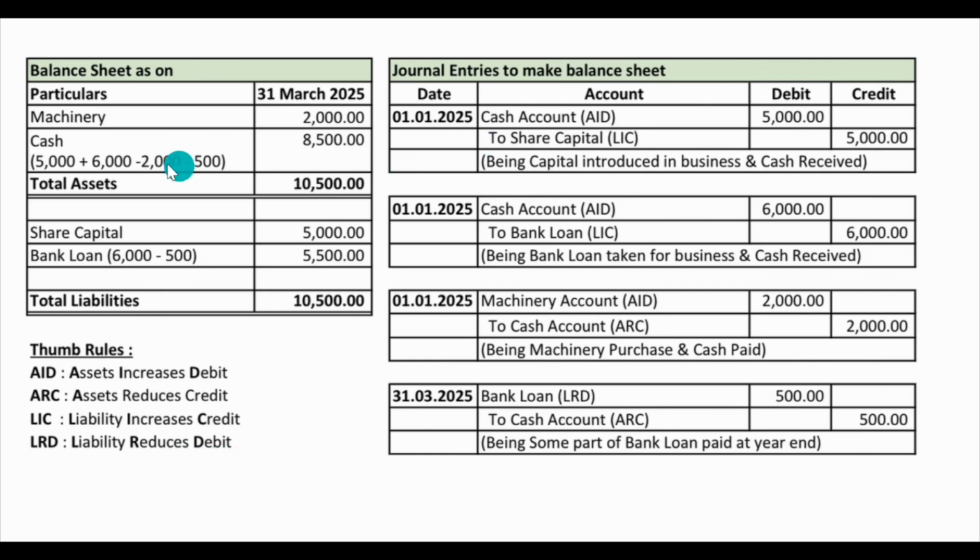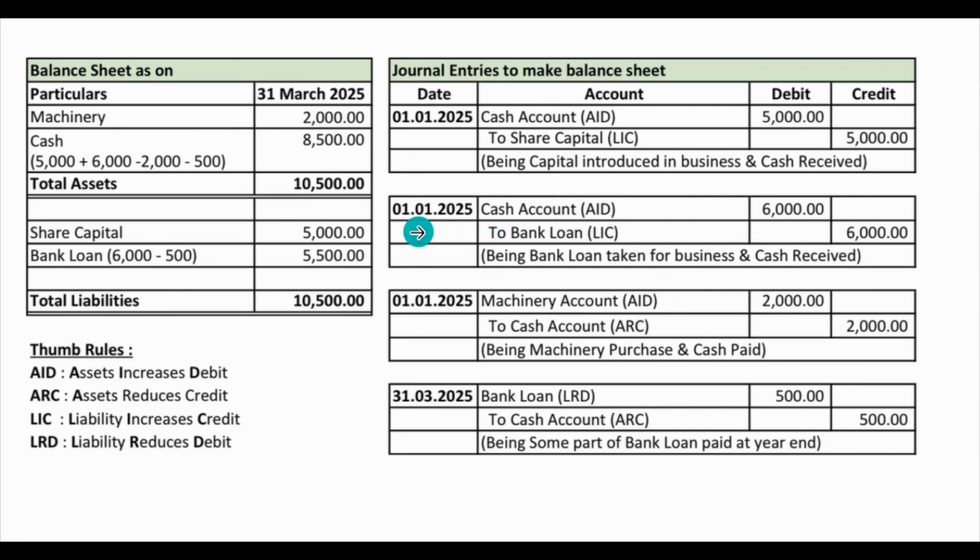Now this first transaction results in an increase in cash by 5,000 and hence the cash account will be debited by 5,000. The rule here is AID, that is asset increases debit. As cash is an asset of the company and it is increasing by 5,000, you will debit it. At the same time, share capital, that is liability, increases by 5,000. So the rule here is LIC, liability increases credit. So you will credit the share capital by 5,000. After that, you will write the narration of the transaction: being capital introduced in business and cash received.